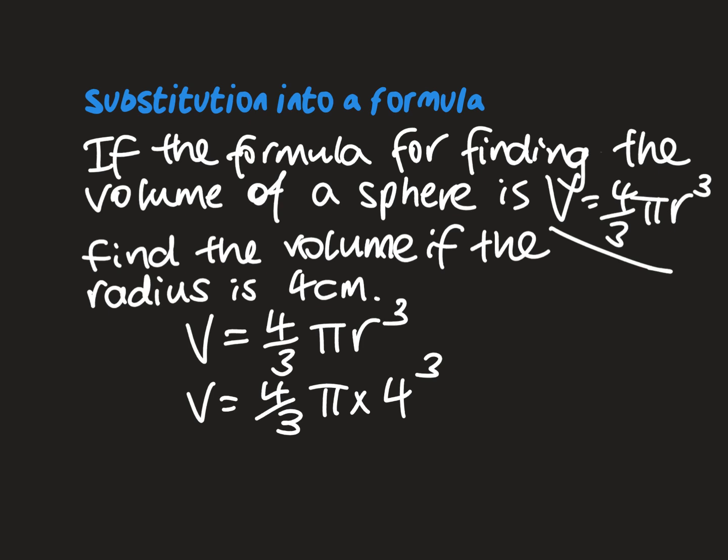And if you put that into the calculator, we're going 4 divided by 3 times by pi times by 4 to the power of 3. You can either do it with the power button by 3 or whatever your calculator does. And we get an answer of 268.08. So all it is, is substituting a letter for a number and putting it into your calculator.